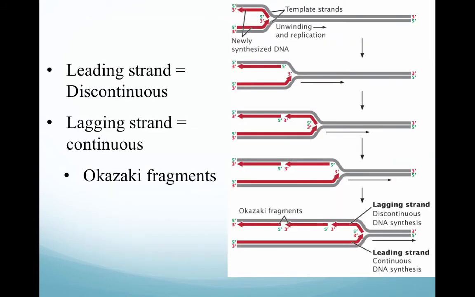So the leading strand is always considered continuous, and the lagging strand is always considered discontinuous. And sorry, the actual definitions are not correct on this slide. So again, leading strand is continuous, lagging strand is discontinuous. Just flip-flop those. And the lagging strand is going to result in Okazaki fragments. Those Okazaki fragments on the lagging strand are where we have fragments of DNA being synthesized that aren't glued back together yet. That'll happen at the end of the replication process.